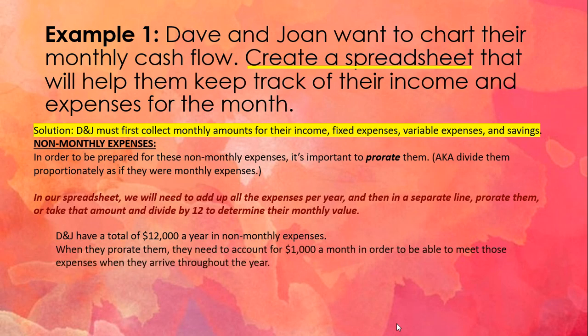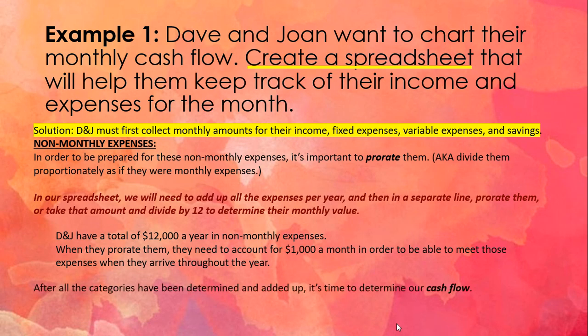So for example, they have a total of $12,000 a year in non-monthly expenses. When we prorate them, we're going to take $12,000 divided by 12 months in 1 year, which essentially breaks down to $1,000 a month for their non-monthly expenses. So to make sure that I have enough money throughout the year, $1,000 a month has to go towards my non-monthly expenses. I will be able to make those payments when they arrive.